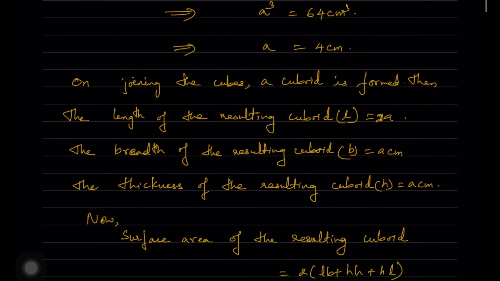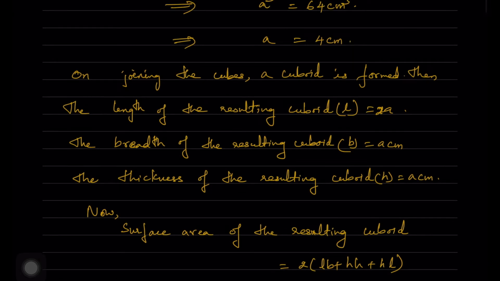On joining the cubes, a cuboid is formed. So the length of the resultant cuboid will be 2a. The length will increase, the remaining will remain the same. So therefore, the breadth of the resulting cuboid is equal to a centimeters. The thickness of the resulting cuboid is a centimeters. Only the length will double itself.